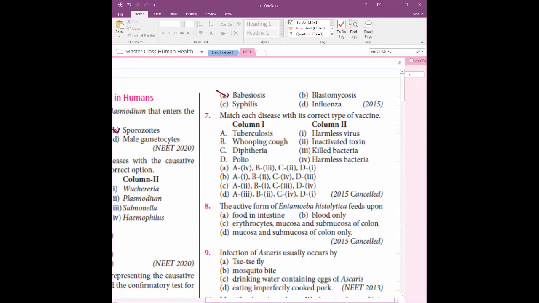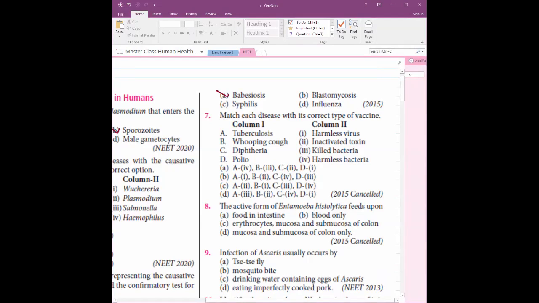When we talk about blastomycosis, guys, the moment you have myco, what does myco mean, guys? Fungus. Influenza, virus. So now who remains out over here? Babesiosis. We don't even know what it is, but you can just say that by the method of elimination, we can land on this.